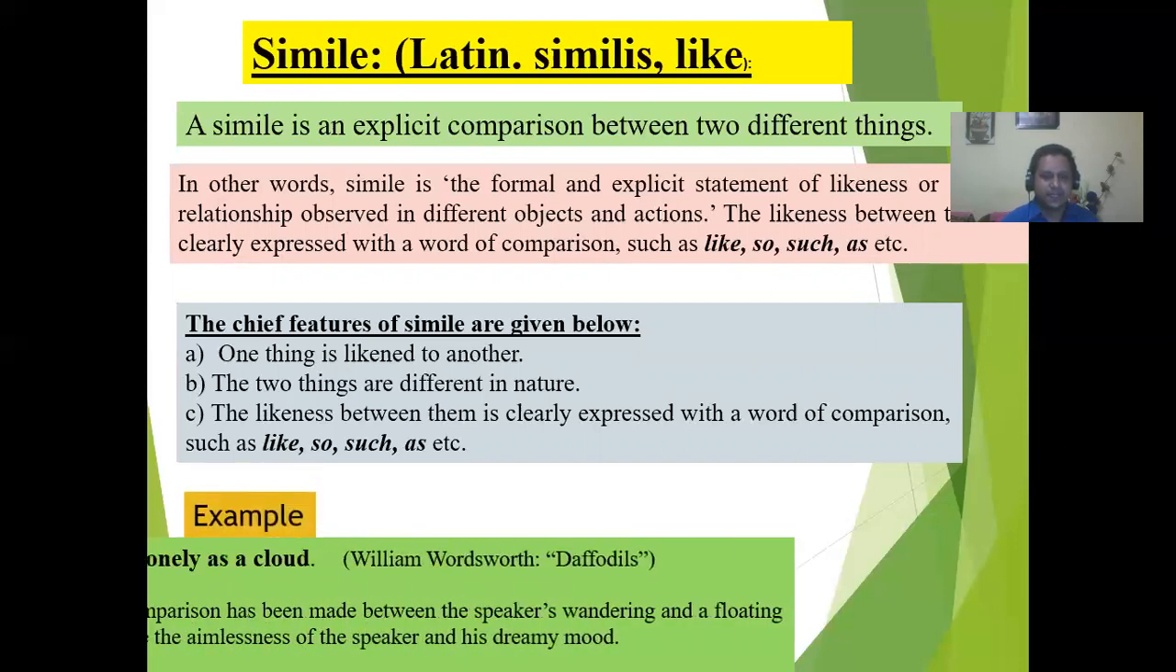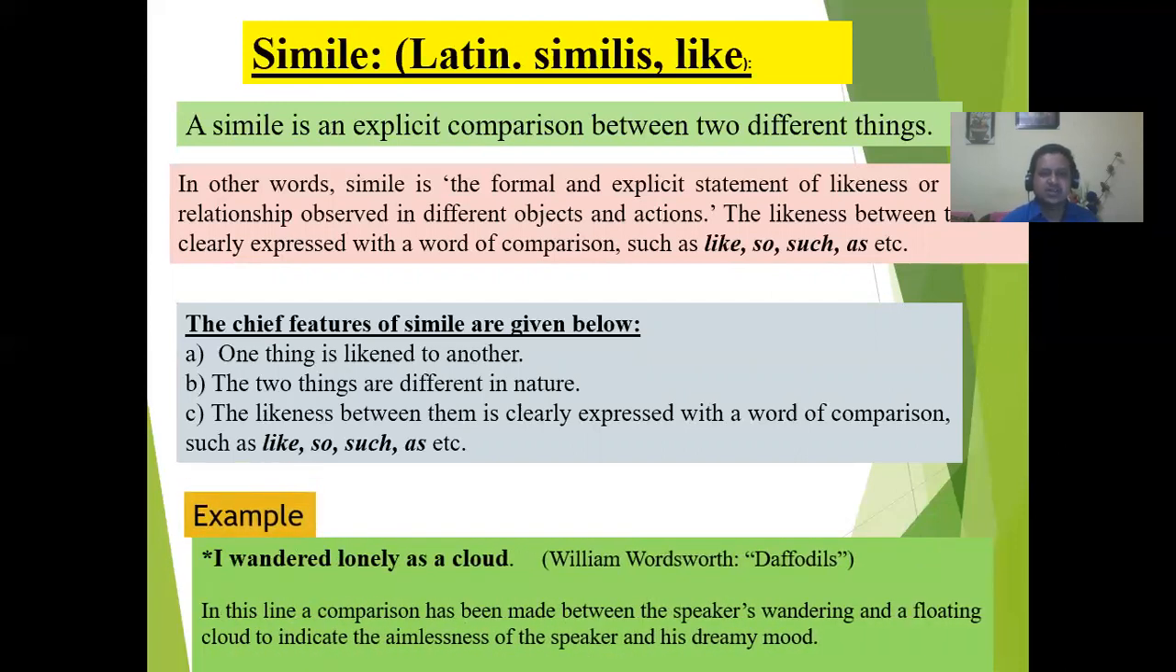Example: I wandered lonely as a cloud. A very famous line from the poem I Wandered Lonely as a Cloud, or Daffodils, written by William Wordsworth. Here, in this line, a comparison has been made between the speaker's wandering and a floating cloud to indicate the aimlessness of the speaker and his dreamy mood.